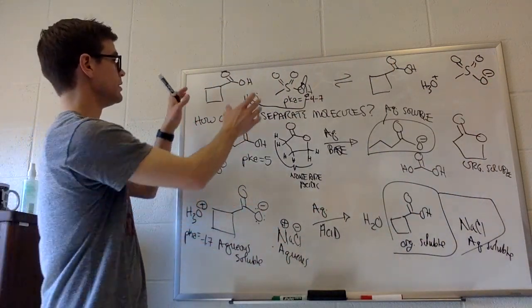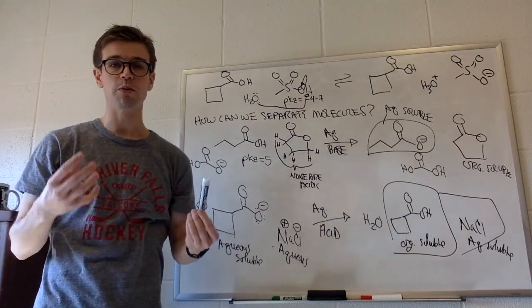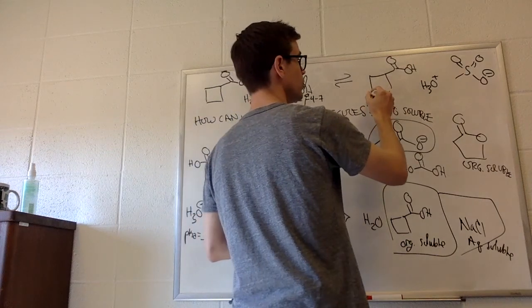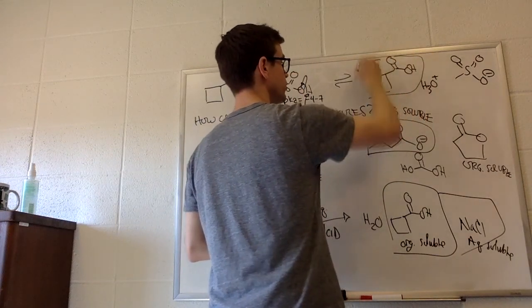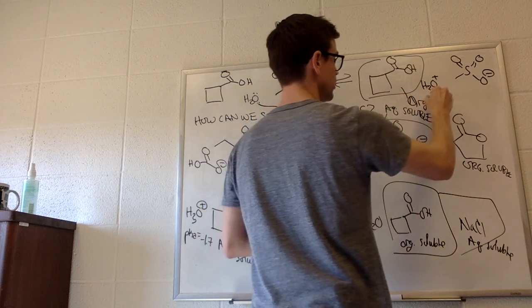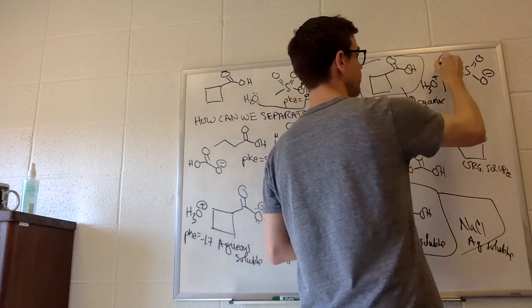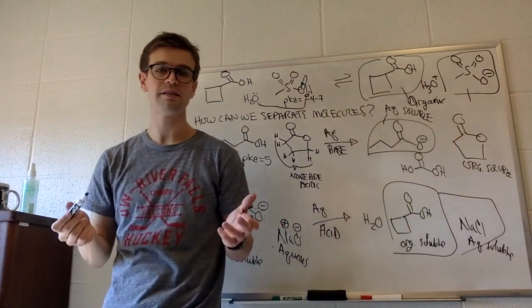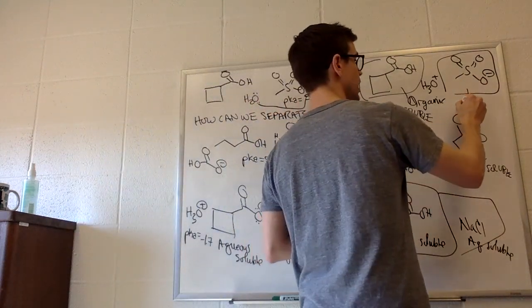So these started out being neutral species. They would both be soluble in organic solvents at that point. Now we have the neutral carboxylic acid, which is organic soluble, and we have the anionic sulfonic acid, which is going to be aqueous soluble.